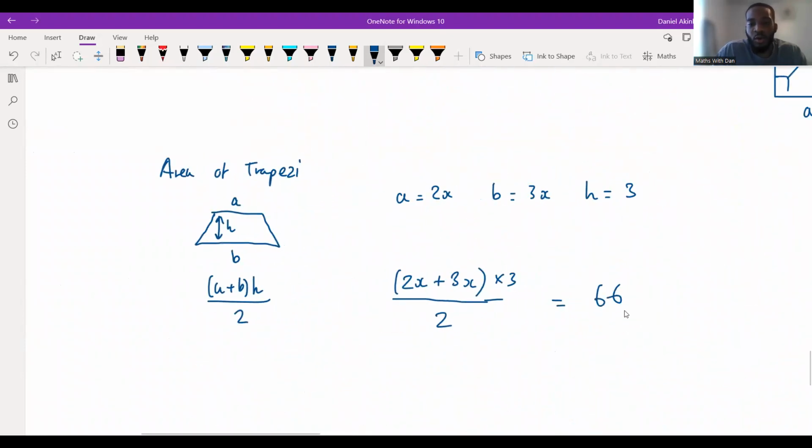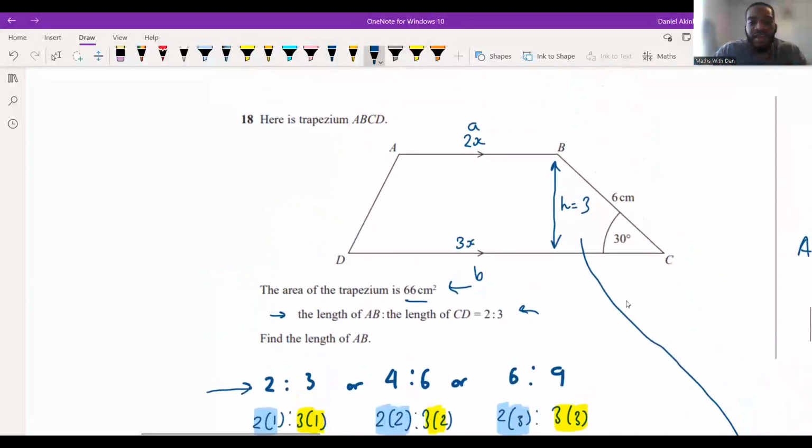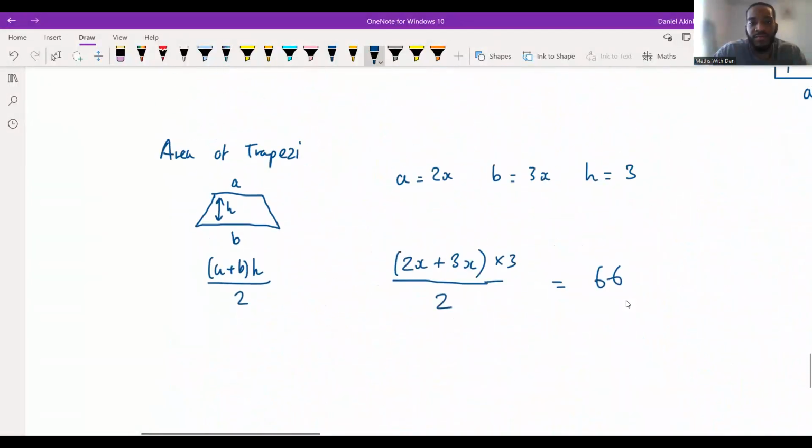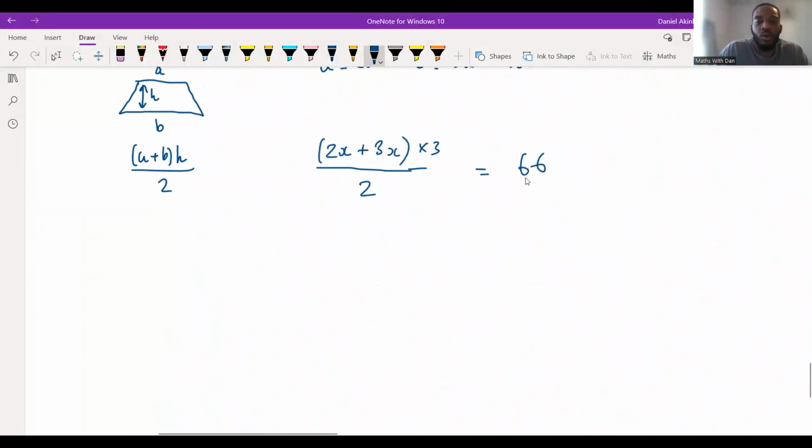Okay, now we can figure out what x is and then times it by 2 to give us the length that they're looking for. Yeah, the length of AB, 2x. So we're looking for 2x. Yeah, okay. So that's fine. Well, what we can do now is we've got 5x here. 2x plus 3x is 5x. We've got times by 3, which would be 15, over 2 is equal to 66.